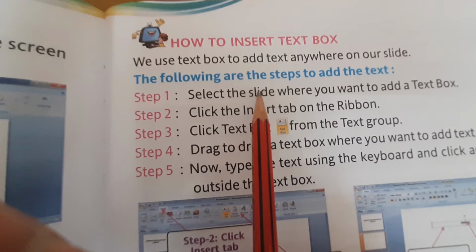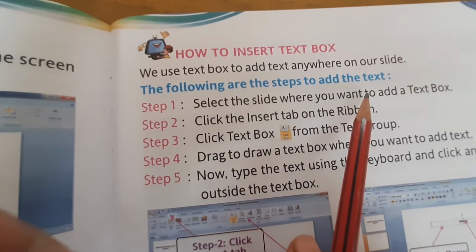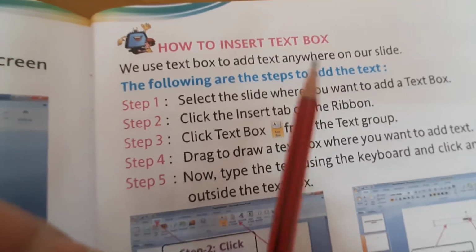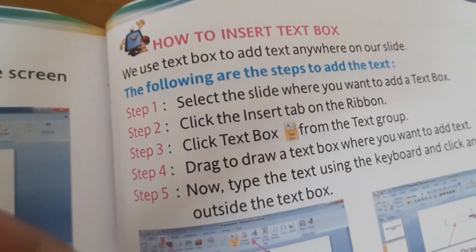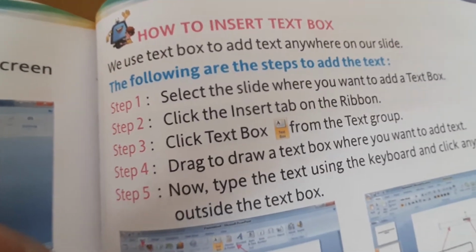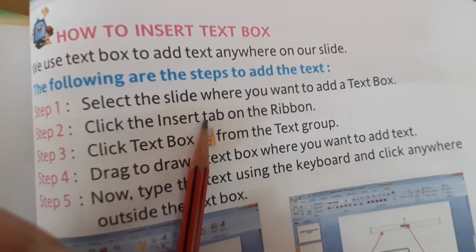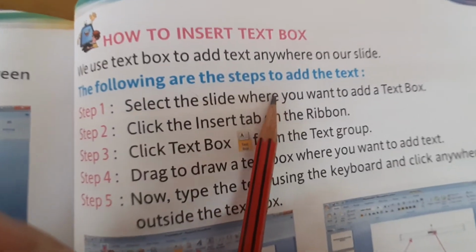Okay children, now how to insert a text box. We use a text box to add text anywhere on our slide. When we want to add text anywhere on our slide, we can insert one other than the text boxes provided to us. In some layouts the text boxes are provided and in some they are not provided. So there we can add our own text box.